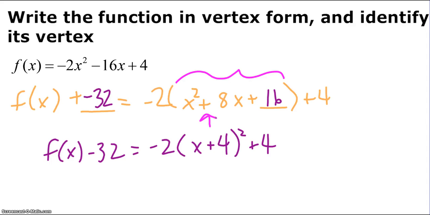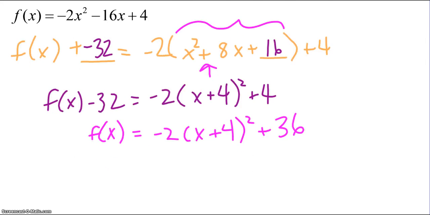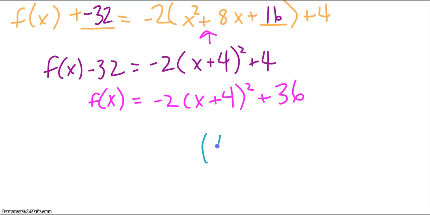So by factoring the inside of that parentheses, we get x plus 4 squared. Now, 16 was your number, and we're going to multiply that by negative 2. So you're actually adding a negative 32 on the left-hand side. So what that means is this subtract 32 needs to be added to both sides. So I get negative 2 times x plus 4 squared plus 36. So my vertex should be negative 4, comma 36.